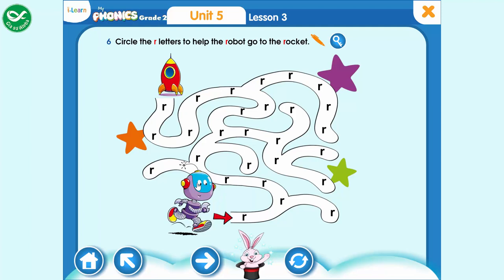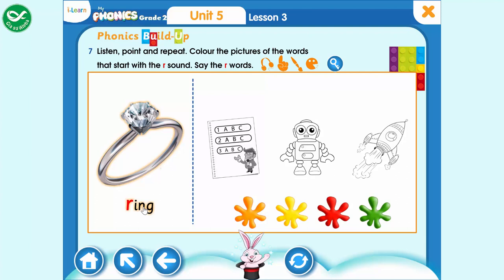Rocket, robot. Robot. Ring, ring. Robot. Rocket.